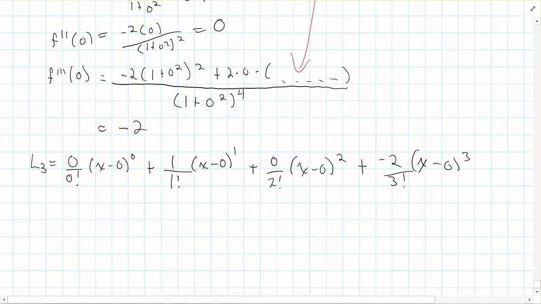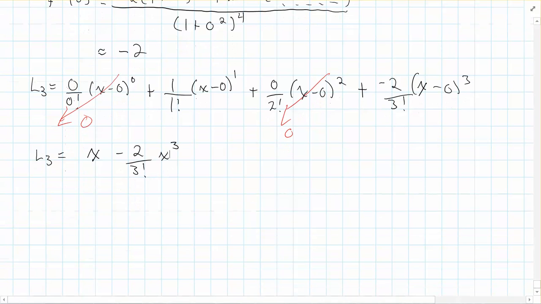Alright, but then look at this, I've got a 0 here. Well, this would be 0 divided by 1. This term is just 0 now, just like this term. So in reality, my L3 approximation doesn't involve all of the terms. It's just going to be 1 times x, so it's x, and then it's minus 2 over 3 factorial x cubed. Now we could simplify this a second here. If I think about this, 3 factorial is 3 times 2 times 1. So I could simplify and write L3 as simply x minus 1 over 3 times x cubed.